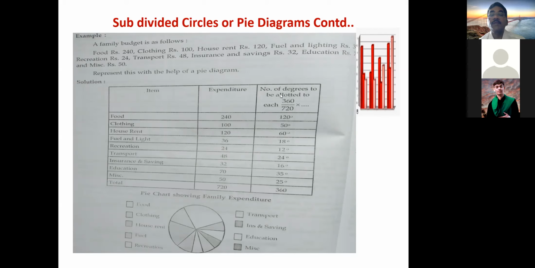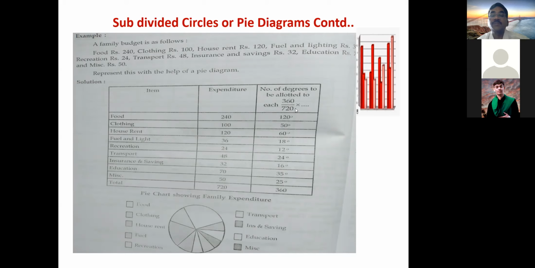Now, according to the degrees of each component, if you want to calculate, above I told you the formula. According to that formula, 360 divided by the total amount of the components, which is 720, and into each variable. For example, the first variable, food, 240. 360 divided by 720 into 240, then you will get 120.